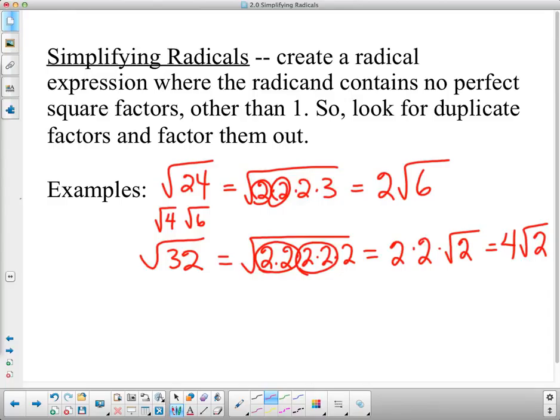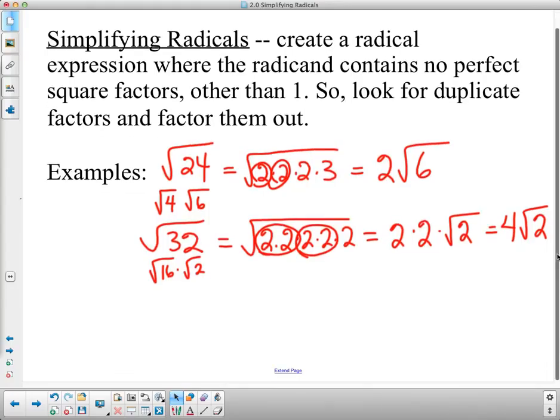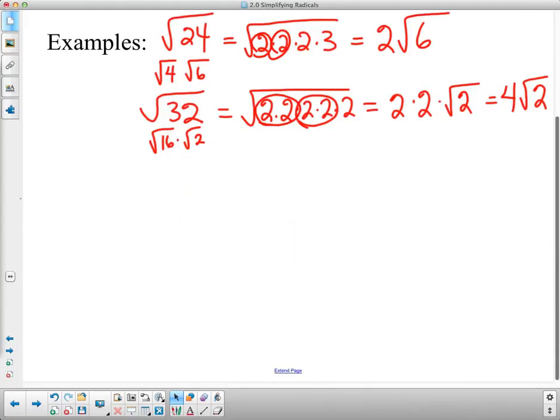If anyone wants to do the perfect square method, what did you have to think of this as? Square root of 16 times square root of 2. I know there was a square root of 4 in it, but if you're doing that method, you have to get the largest square root possible.